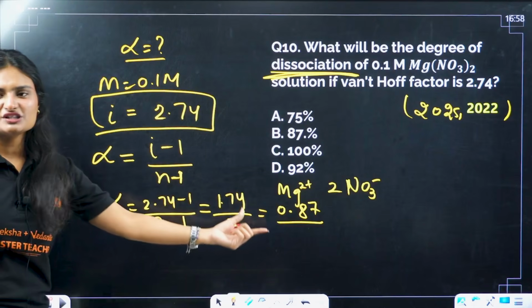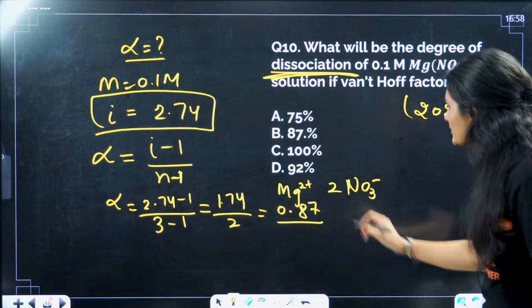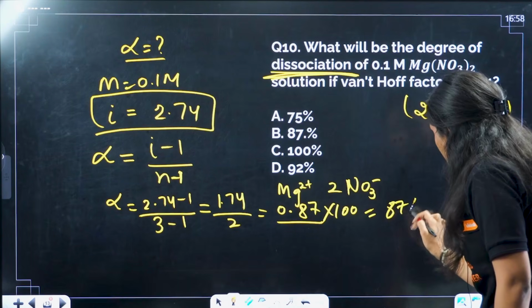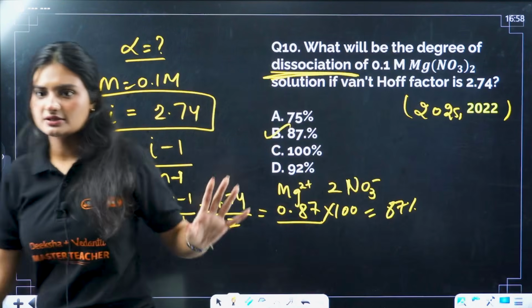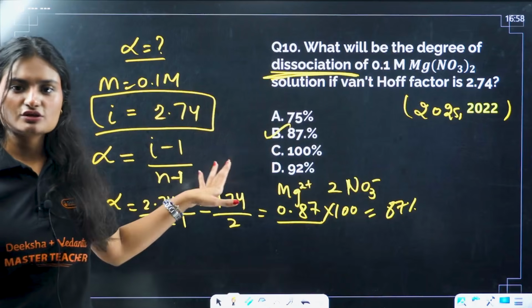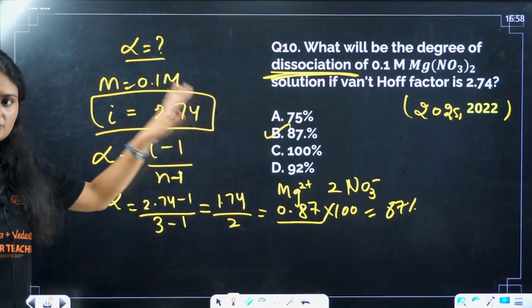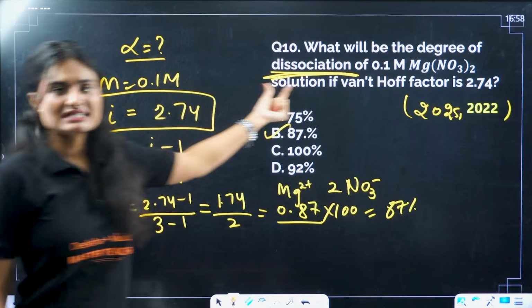Now this is the alpha value. We need to convert it into percentage. How do we convert it into percentage? Multiply by 100. The answer will be 87%. The degree of dissociation is 87%. This question has been asked last year also. It's a very simple question. You just need the formula for association or dissociation, depending on this word.